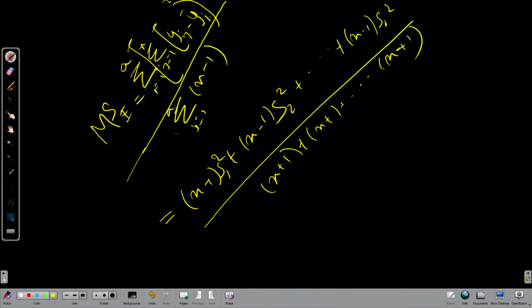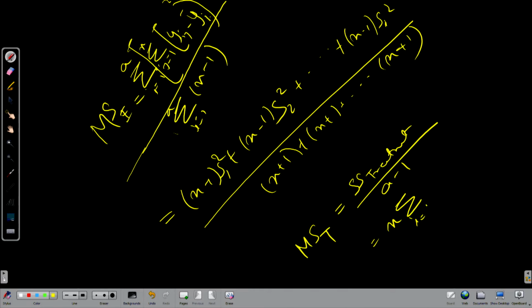And similarly, what was MST? MS treatment is equal to SS treatment divided by a minus 1, that is the number of levels minus 1, where SS treatment is n times the summation of i equals 1 to a. It is the sum of squares of the treatment means from the grand mean.